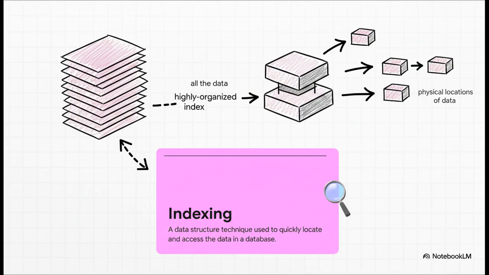Well, it's a clever technique that lets us find data incredibly fast. Instead of having to scan through all the data from the beginning, like reading a whole textbook to find one definition, you just look at a much smaller, highly organized index. That index gives you a direct pointer, a shortcut, to the exact physical spot where your data lives. And that is the secret sauce that makes everything feel so instantaneous.